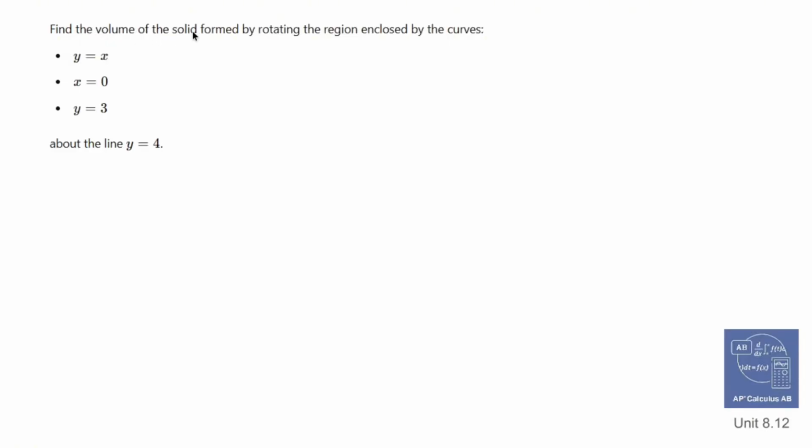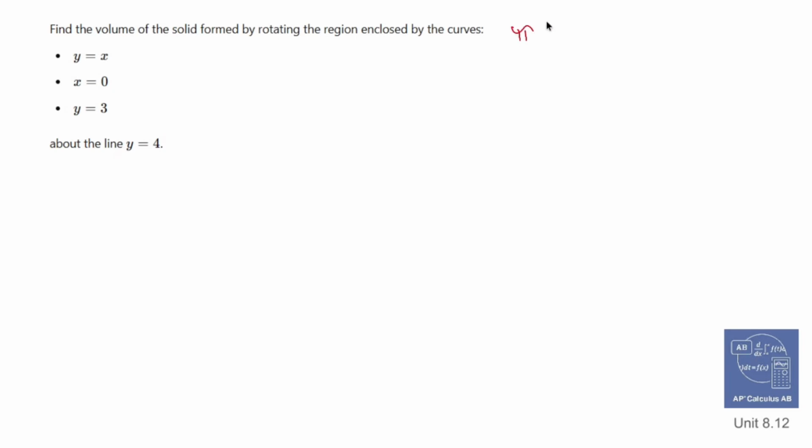Find the volume of the solid formed by rotating the region enclosed by the curves y equals x, x equals 0, and y equals 3 about the line y equals 4. This is using the washer method around a different axis.